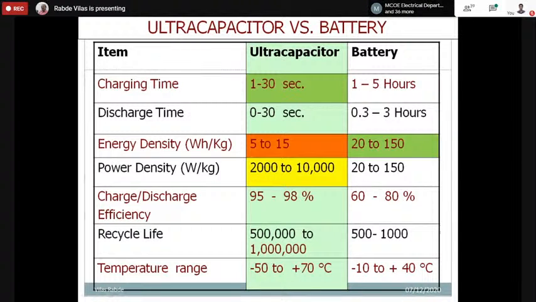Compared to the battery, it is just 500 to 1000. 500 charge discharge, you can say. Temperature range, it has got minus 50 to plus 70 degrees, whereas the battery has got minus 10 to 40 degrees. So that's why they don't perform in the Ladakh, where the temperature is minus 30, minus 40. But supercapacitors, they do perform.